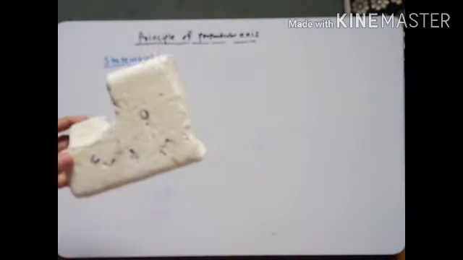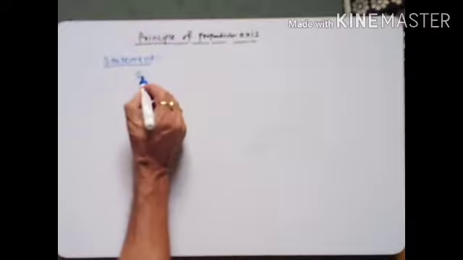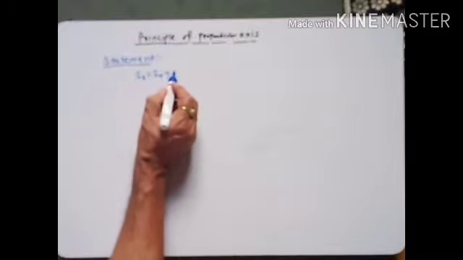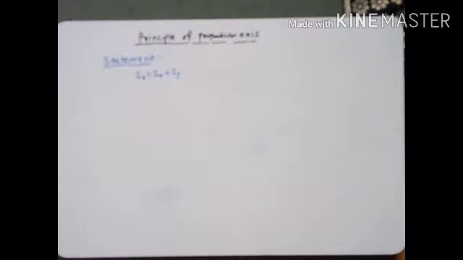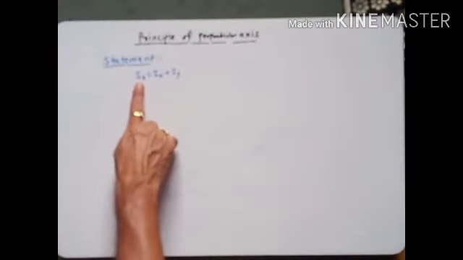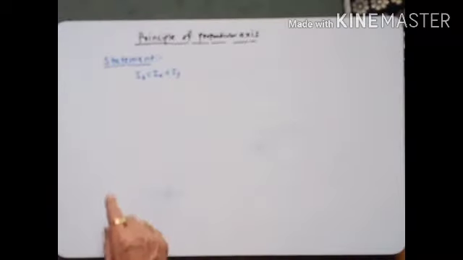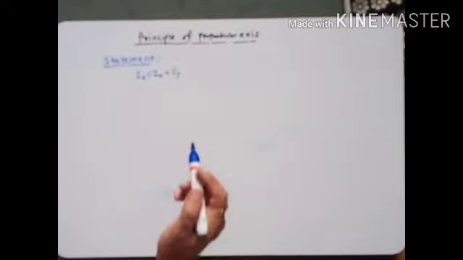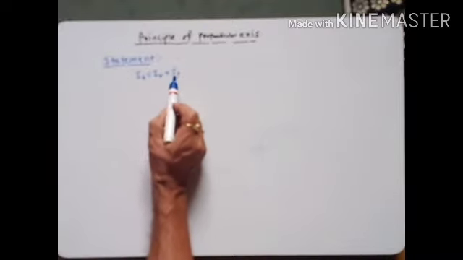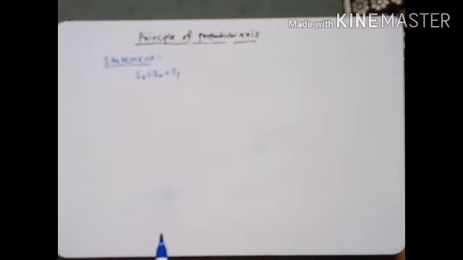Then, according to the principle of perpendicular axis, I will write here Iz is equal to Ix plus Iy. This is our statement. It means the moment of inertia of a body about an axis perpendicular to the plane of the lamina is the sum of the moment of inertia of the body about two perpendicular axes x and y which are in the plane of the lamina of the body and perpendicular to the third axis. This is our statement. Now we have to prove this.